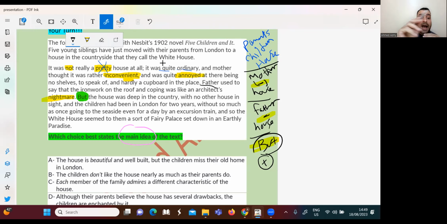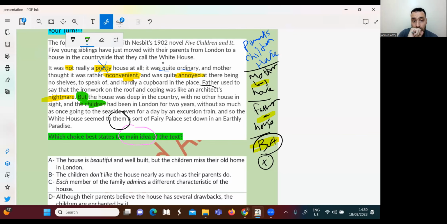But the house, yalla Amr. But the house was deep in the country with no other house in sight. And the children had been in London for 2 years without so much as once going to the seaside even for a day by an excursion train. And so the White House seemed to them a sort of fairy palace. Them, that's a pronoun. Who is the antecedent? Seemed to who? The children. Here it happened: the children, it seemed to them, one word.